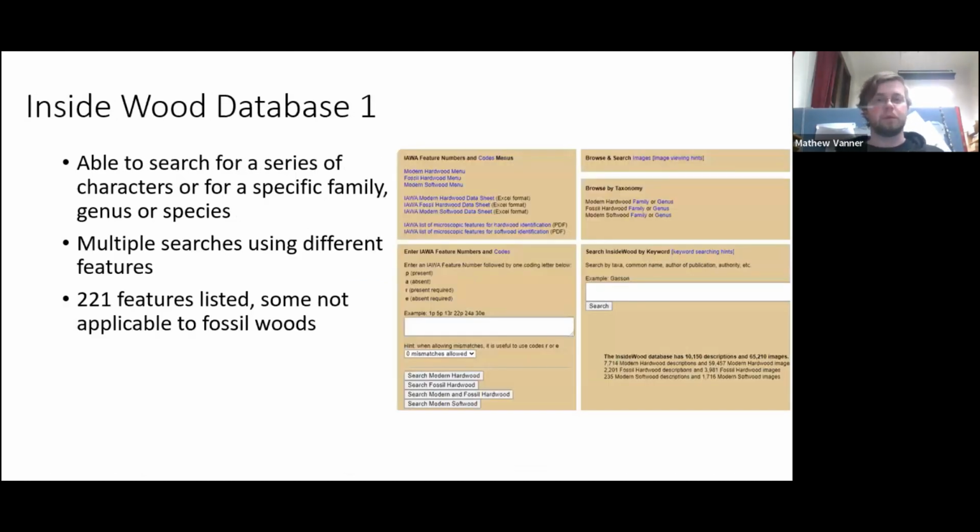So when I'm talking about the Inside Wood database, you are able to search for a series of characters, and those characters match one of the 200 or more species possible. I usually do multiple searches using different features, just so that I know that what I'm actually pulling up is making sense. 221 features listed, but not all of them are applicable to fossil. You've got things like heartwood color, you've got things like scent, that sort of stuff, which doesn't really work with a fossil wood that's been dead for 180 million years.